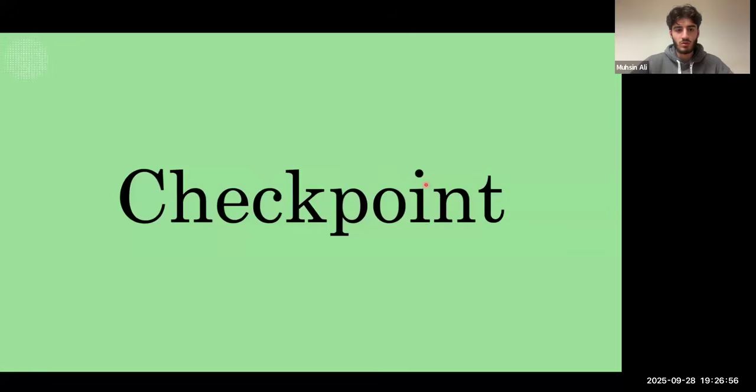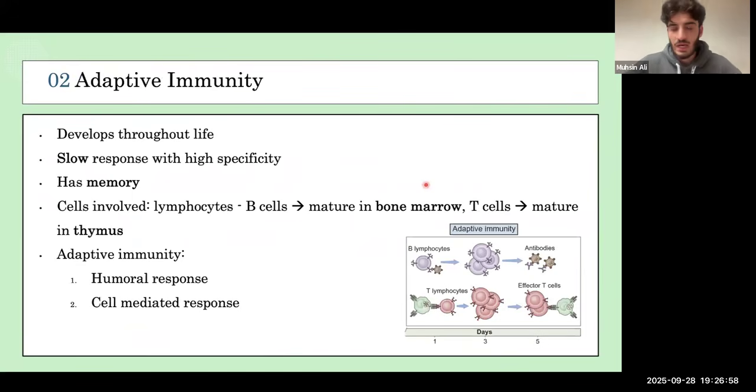Let's move on to your adaptive immunity. You're going to have to connect the information that you remember from your innate immunity in order to make that comparison. Adaptive immunity, otherwise known as acquired immunity, is the immunity that develops throughout your life. It adapts to the conditions of the body and therefore causes an immune response. In comparison to your innate immunity, this is a lot slower and has high specificity. Now we're going to get into the specifics of what this means.